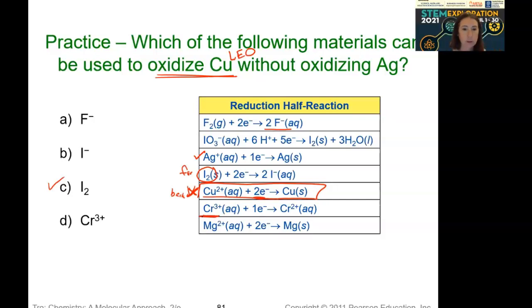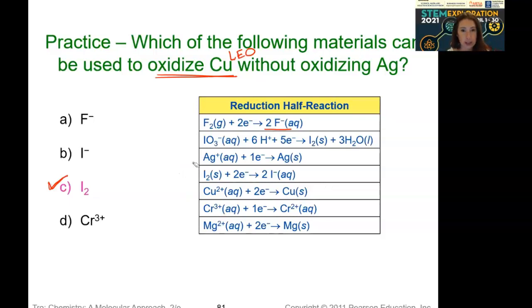Nope, it's below it, right? If it's below it, this would end up being oxidized. So our only choice is I2. This is our only choice. So again, sometimes it's a little bit of trial and error when you're doing these, and it takes a little bit to get used to.